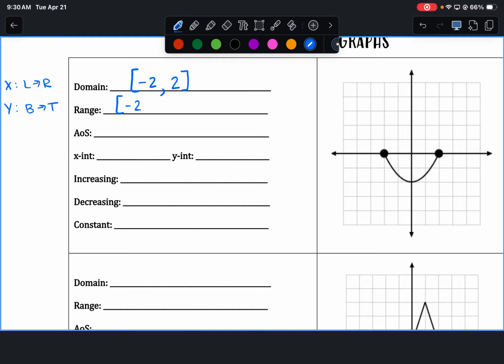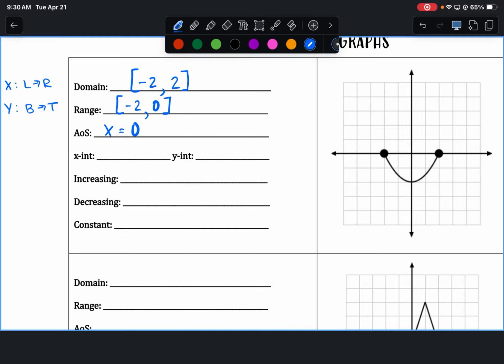Okay, now, if -2 is the lowest, what's the highest y value? 0. And that again is a bracket because we have our closed points. Now, is this graph symmetric? Yes. Okay, so we're going to do x equals, at what x value could I take and fold that graph in half at? 0. So it is x equals 0 is our axis of symmetry.